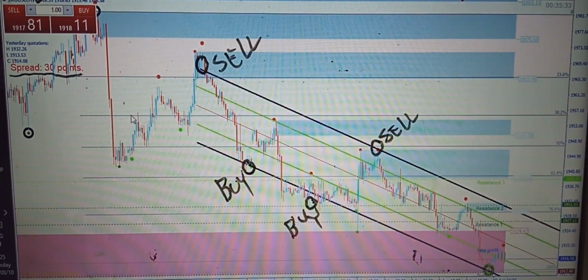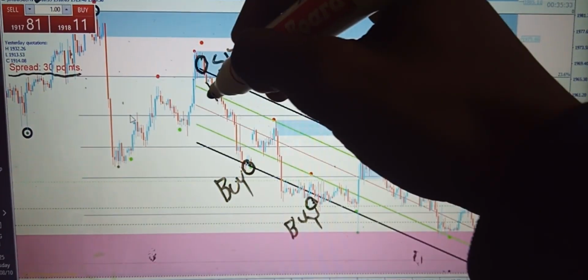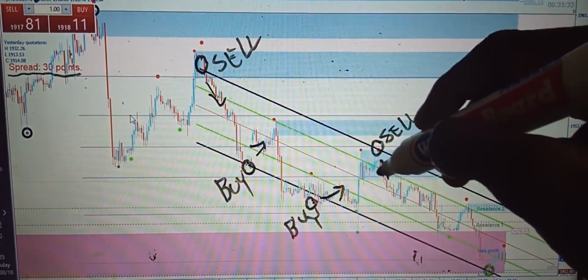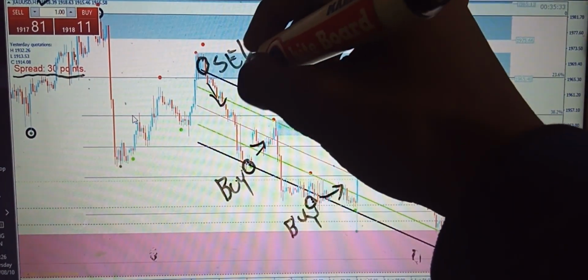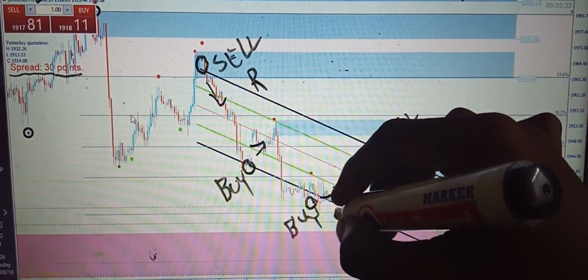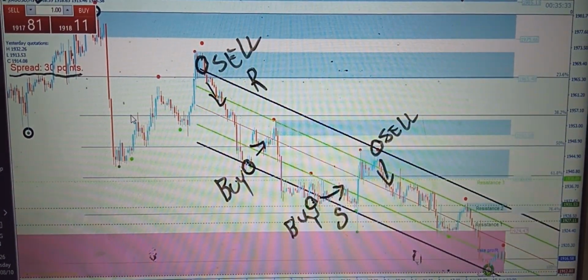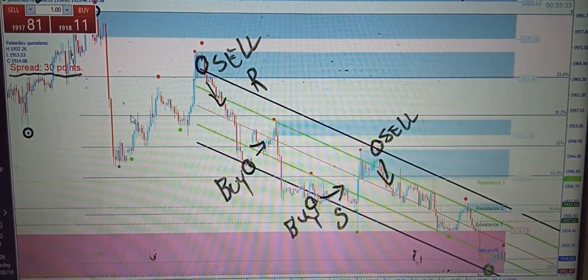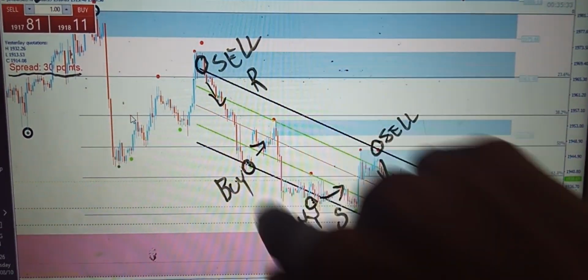Okay, so this is gold. At this level we're gonna sell, and then buy, and then buy, and then sell. Reason, this is the resistance level, and then this is the support level. So the level that is above, remember, we call it the resistance. That is where we sell. That is our supply zone.